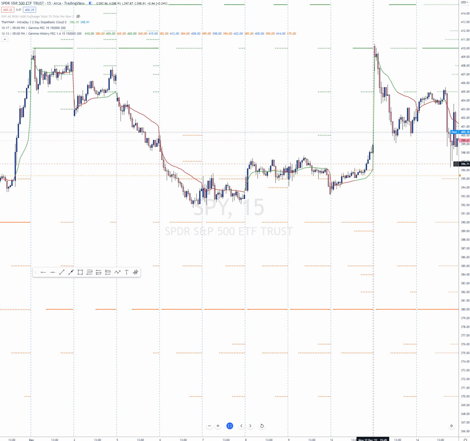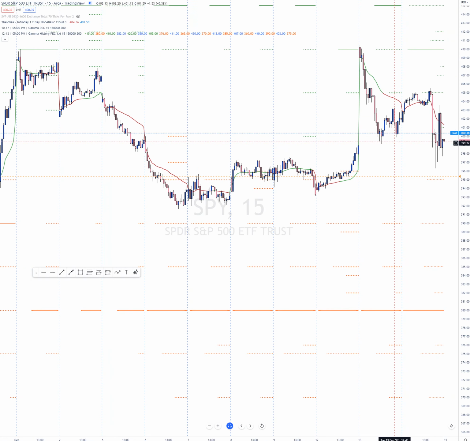So, good day. We ended up taking our profits at these lows here. And then I didn't ride the wave back up and I'm not riding the wave back down.